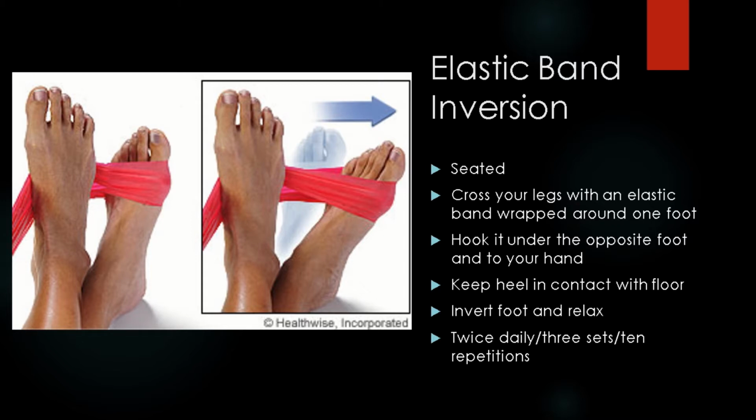So you're going to cross your legs, elastic band wrapped around one foot. Then you're going to hook it under the opposite foot, as you can see in the picture, and take the end of the band and place it in your hand. Now you're going to want to keep your heel in contact with the floor, and then you're going to invert your foot and relax. Every time you invert your foot, or you point your toes to the center of your body, you are pulling on that band and you're actually strengthening that area. Now you want to do this one twice daily for 3 sets of 10 repetitions each. And that goes the same for every exercise we are going to go through.